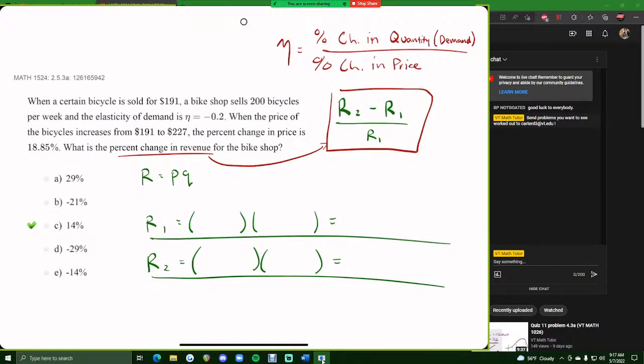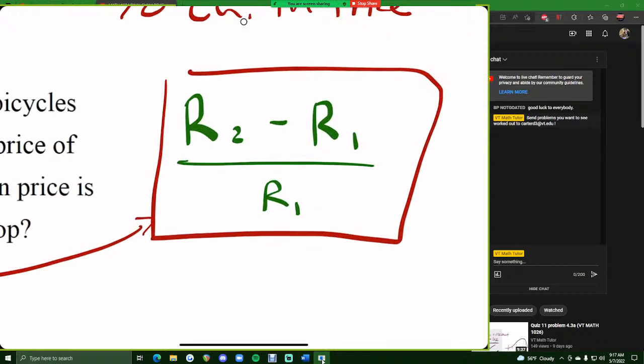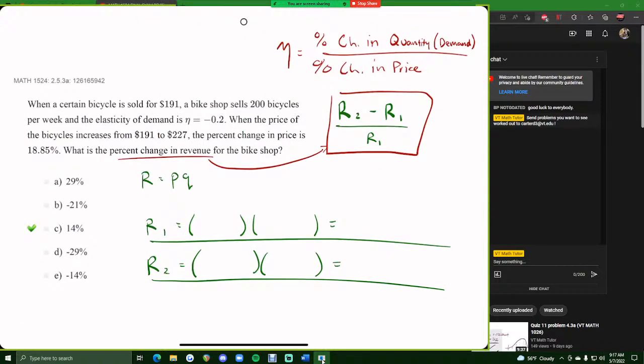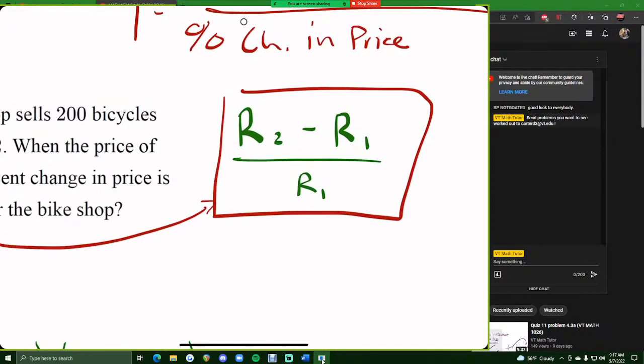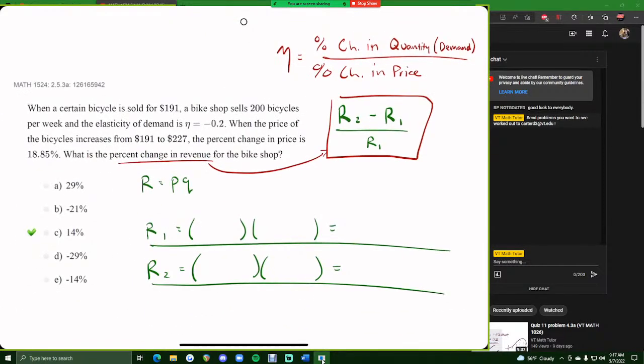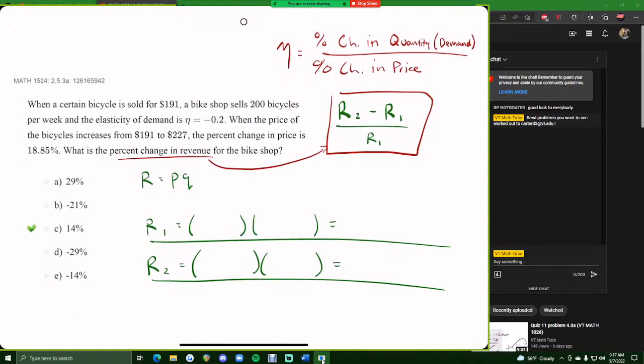Awesome problem here, a serious problem. Let's jump right into it. They ask, what is the percent change in revenue for the bike shop? Percent change in anything is new minus old divided by old. I'll represent it in terms of R1 and R2, R1 being the old revenue, R2 is the new revenue. So this is our goal. This is what we're trying to calculate.